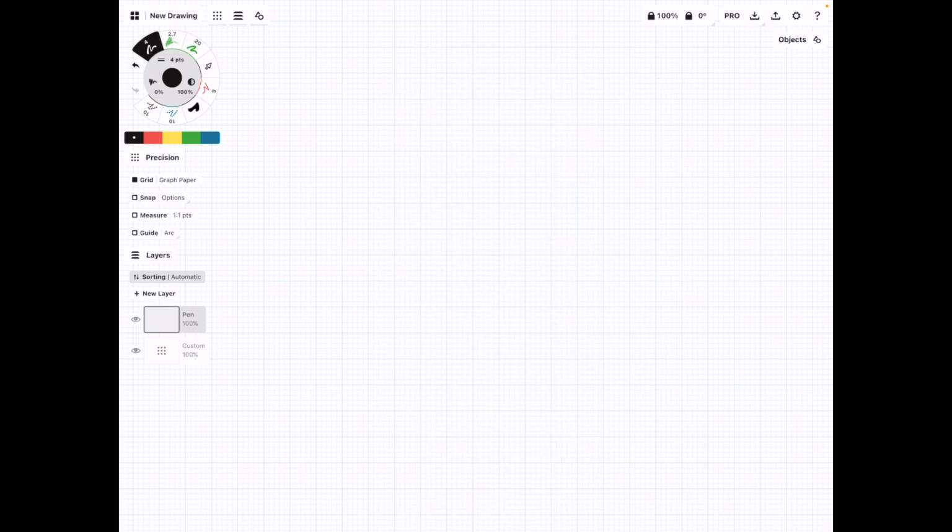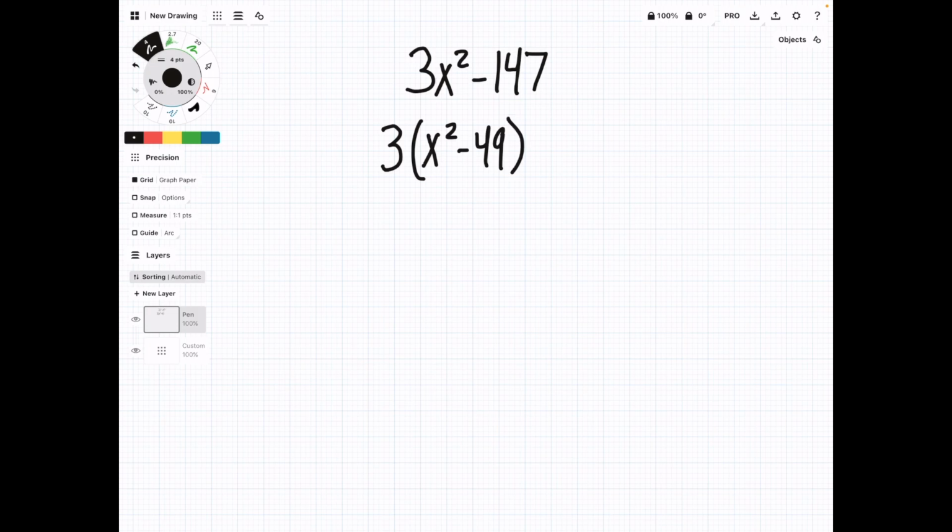Let's look at another example. This time, say we have 3x squared minus 147. So 3 is not a perfect square, but what we can do is take the greatest common factor out of these. It's going to be 3, and that's going to leave us with x squared minus 49. And so this looks a whole lot more like a difference of squares. And we can rewrite this as x squared minus 7 squared.